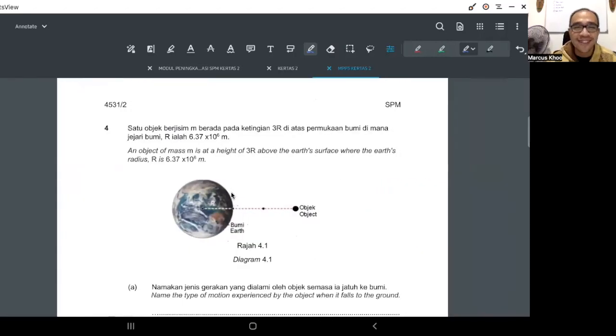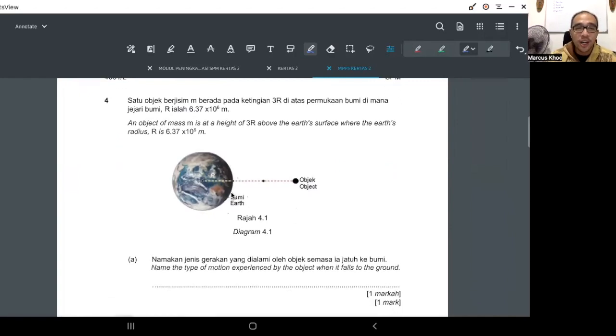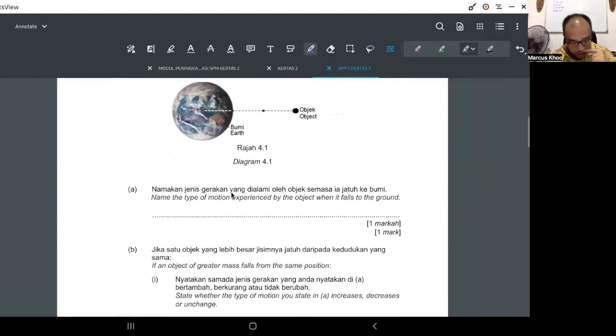Well, here we are. Gravitation. An object of mass m is at a height of 3r above the Earth's surface, where the Earth's radius r is 6.37 times 10 to the power of 6 meters. Name the type of motion experienced by the object when it falls to the ground. It is very normal. It is accelerating.